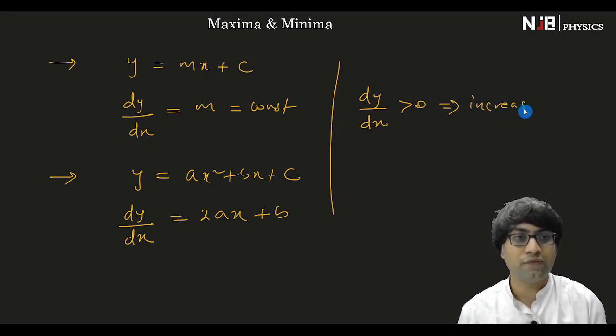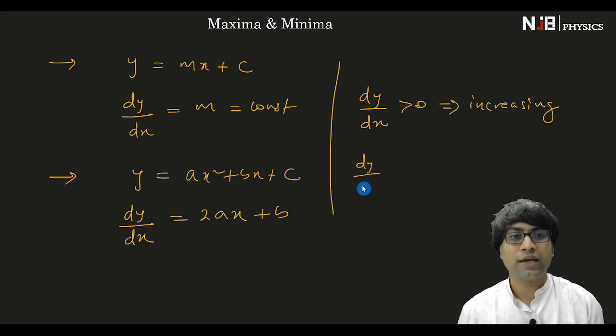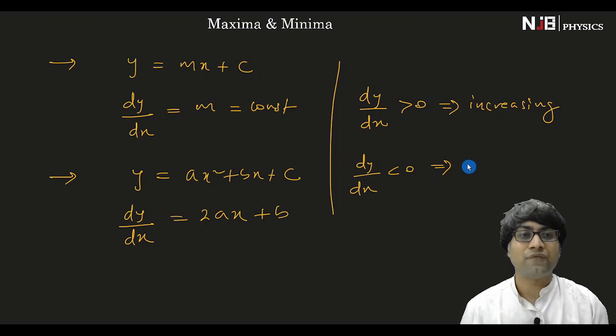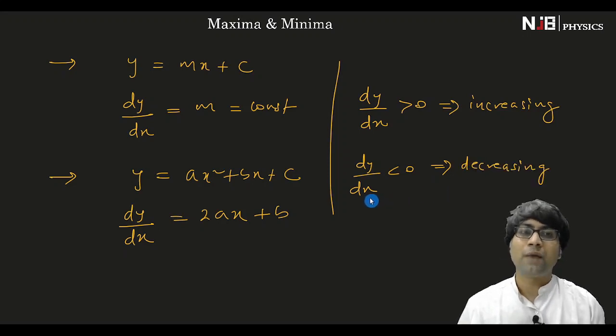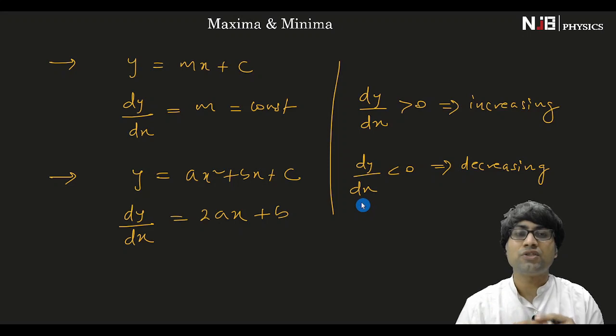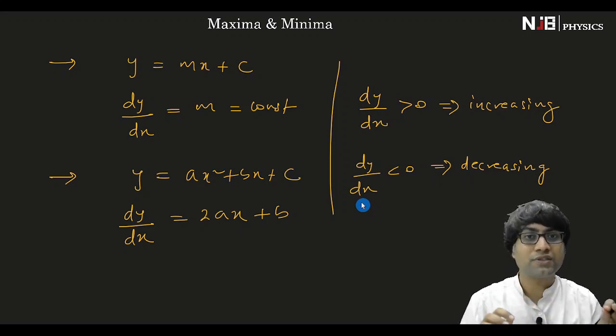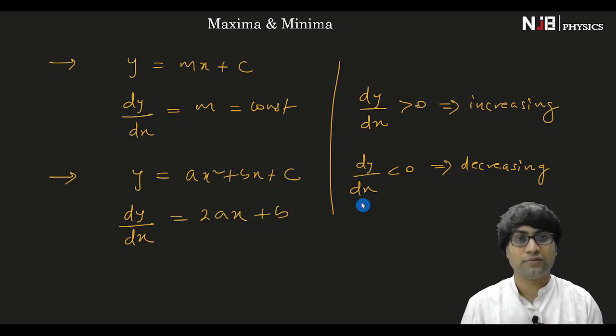And if dy/dx is negative, what does it mean? It means the graph is decreasing. And what will happen if dy/dx is equal to 0? If dy/dx is equal to 0, it means that the slope is 0, and if dy/dx is 0 for all values of x, it means that the graph is going to be constant, it is not changing at all. So this is the significance of dy/dx.